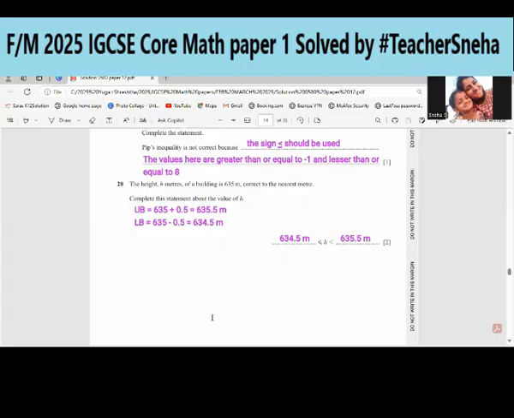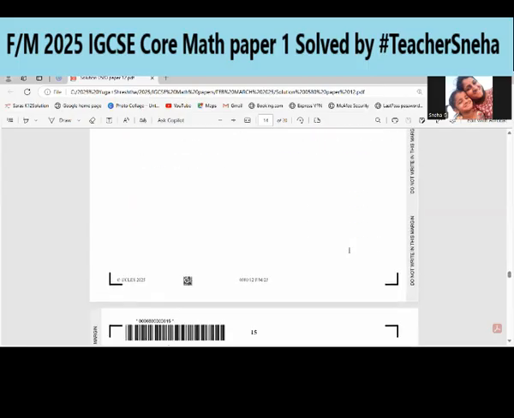Further is question number 20, which is: the height h meters of a building is 635, correct to the nearest meter. So when we correct to the nearest meter, we use 1 meter divided by 2, which is 0.5 meters. For upper bound, we add 0.5 meters, and for lower bound, we subtract 0.5 meters. So the lower bound value is 634.5 meters and the upper bound value is 635.5 meters.